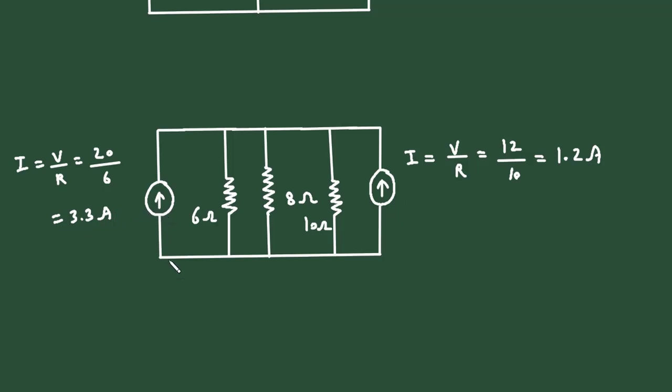3.3 ampere is the value of this current source. Now here we can see the direction of this current source is upward and the direction of this current source is also upward. That means they have the same current direction. So that's why they get added. So let's add them.